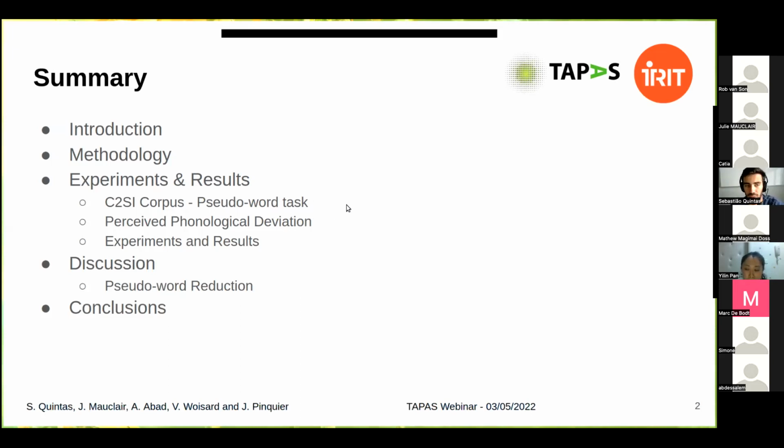Moving on, I'll start the experiments and results by introducing the C2SI corpus and the pseudo word task that's inserted within the context of the same corpus that was used throughout the ongoing work. Then I'll introduce the reference intelligibility measures based on perceived phonological deviation. And finally, I'll present the experiments and results from the proposed methodology. Moving on, I'll discuss a bit on the pseudo word reduction that will be more focused towards reducing the patient effort by using smaller quantities of data at inference time. And finally, wrap everything up with the conclusions.